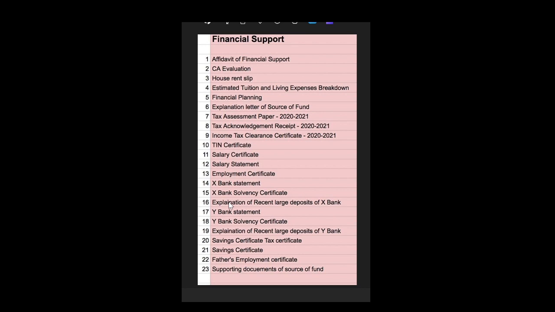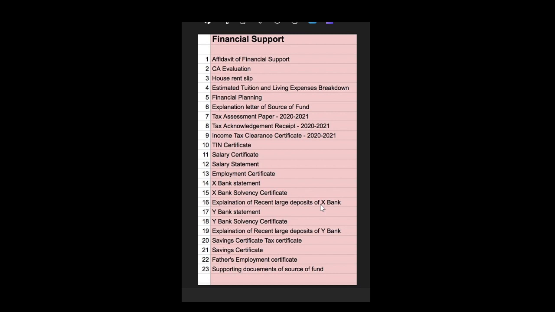Explanation of recent large deposit. Yeah, this person is very explicit in nature. I understand. This person is breaking down everything, whatever happened, to the visa officer. You do not have to be that explicit, but you have to make your documents in a way that convinces the visa officer. That is what my message is, okay?